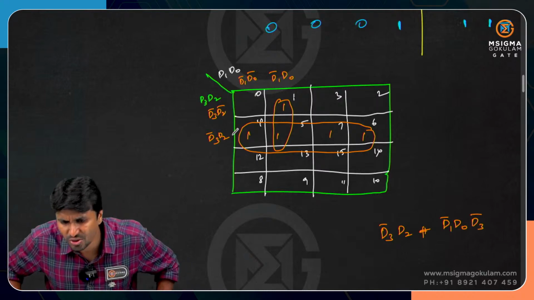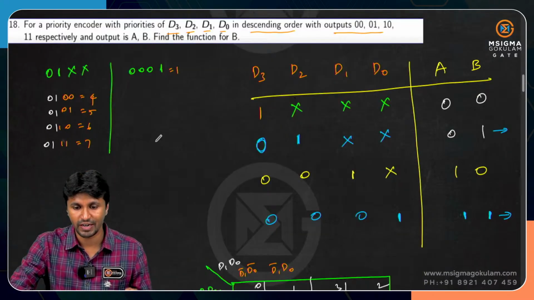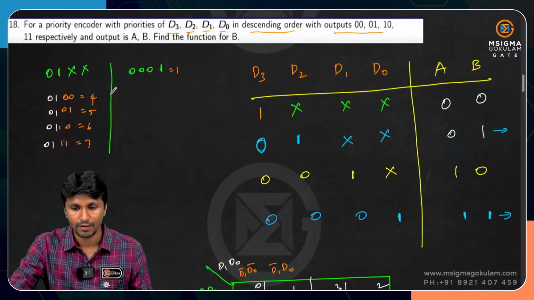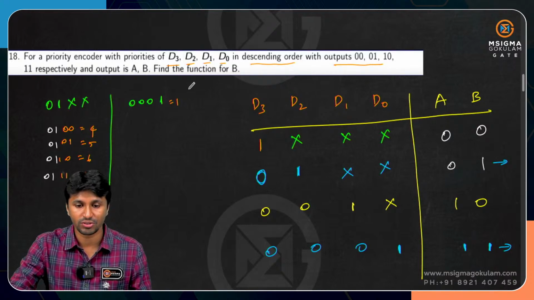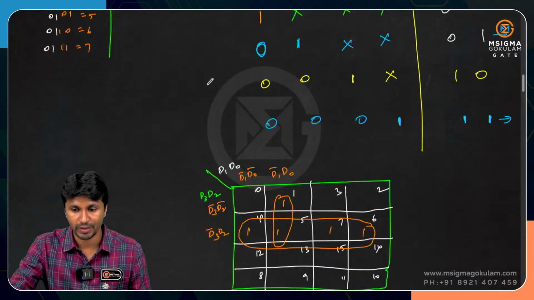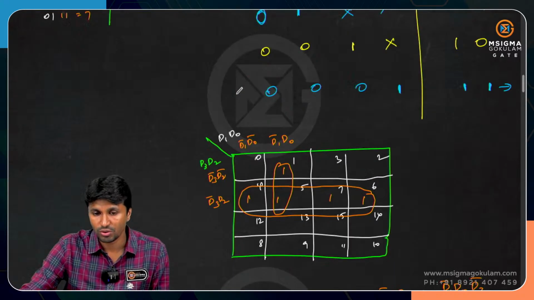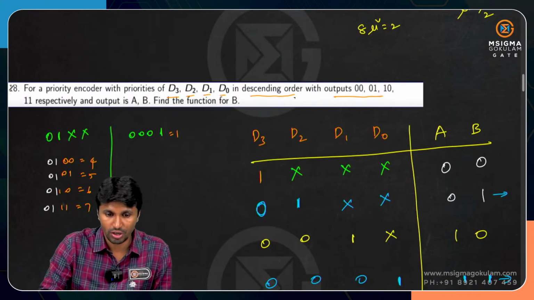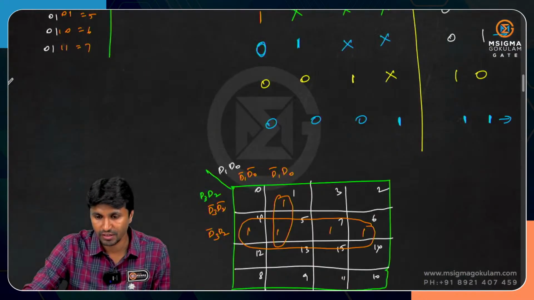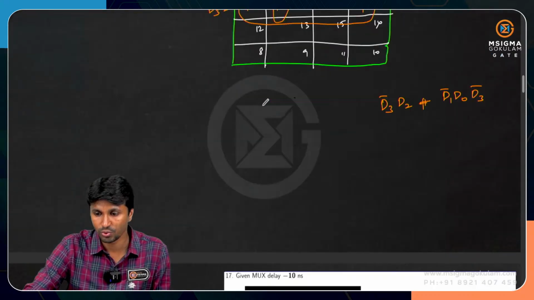So this is based on the given information. We are not confident about the given data. This is for a priority encoder with priorities D3, D2, D1, D0 in descending order with outputs 0, 0, 0, 1, 1, 0, 1, 1 respectively. So this is what we get with the given data. This question also we are not sure about, okay? So this is how you do this one.